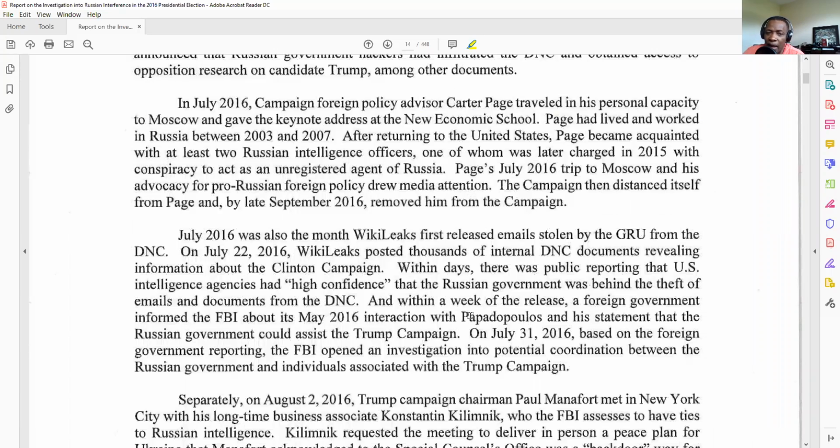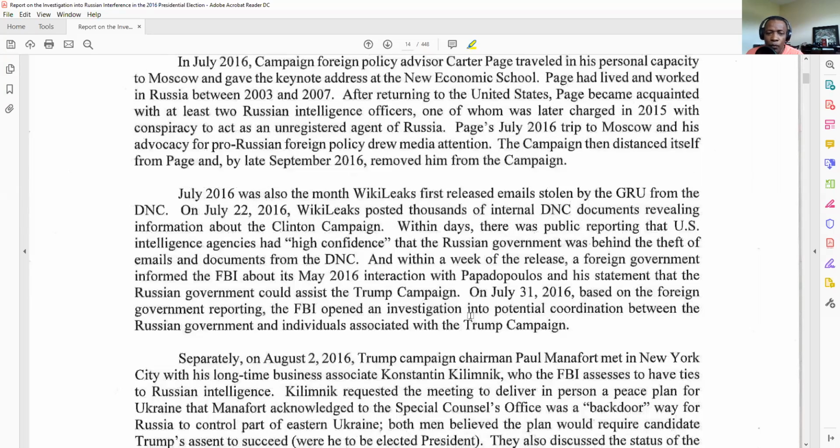In July 2016, campaign foreign policy advisor Carter Page traveled in his personal capacity to Moscow and gave the keynote address at the New Economic School. Page had lived and worked in Russia between 2003 and 2007. After returning to the United States, Page became acquainted with at least two Russian intelligence officers, one of whom was later charged in 2015 with conspiracy to act as an unregistered agent of Russia. Page's July 2016 trip to Moscow and his advocacy for pro-Russian foreign policy drew media attention. The campaign then distanced itself from Page and, by late September 2016, removed him from the campaign.